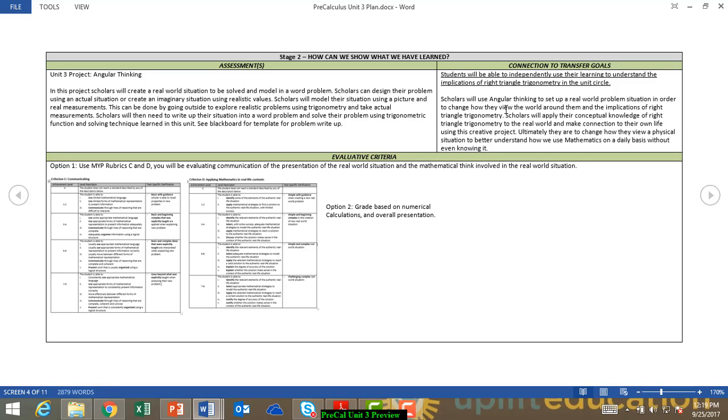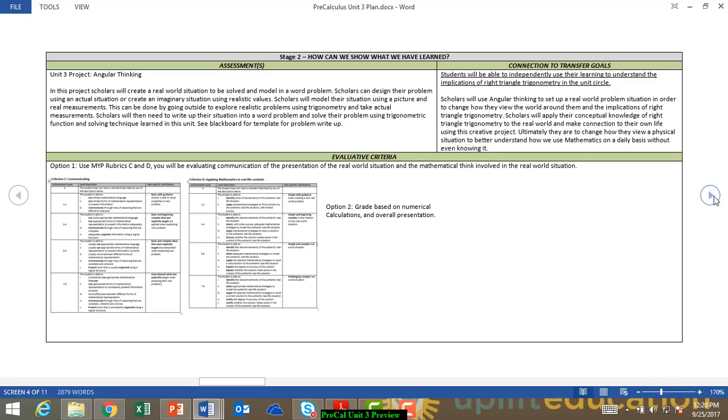I usually take my class outside. We look at the angles of the sun. We look at building angles. We look at what is happening in the neighborhood, whether it's construction. If they can see and spot a triangular shaped problem, then they can apply what they know about trig and be able to solve it in the real world. There are 2 MYP rubrics. Your second option, of course, is to grade numerically on this presentation and how they present or write up their word problem based on their real world situation.